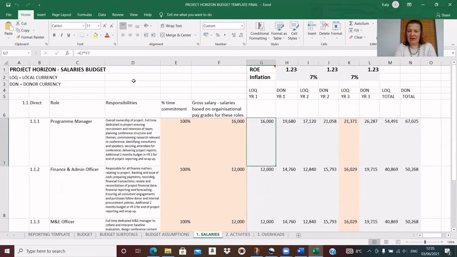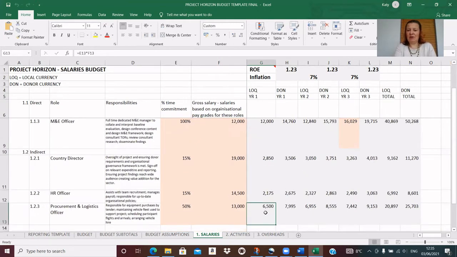In the budget here then, the template is just calculating my year one costs by taking my salary times my percentage. That's 100%, but here, for example, you can see that's taking in 50%.